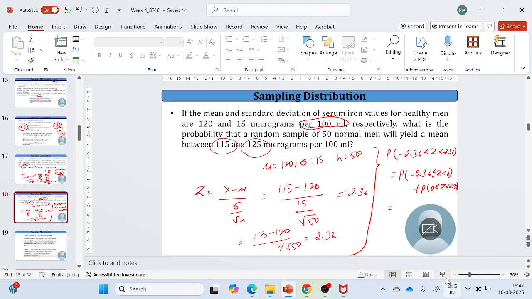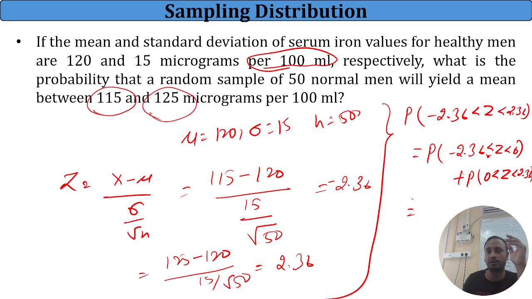So I think some value will come. So you can just check with the... So I think this part is also clear.